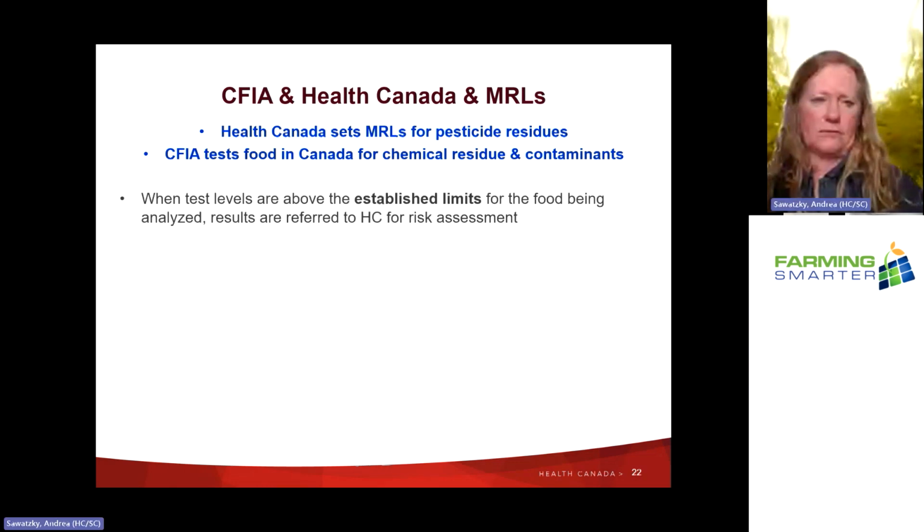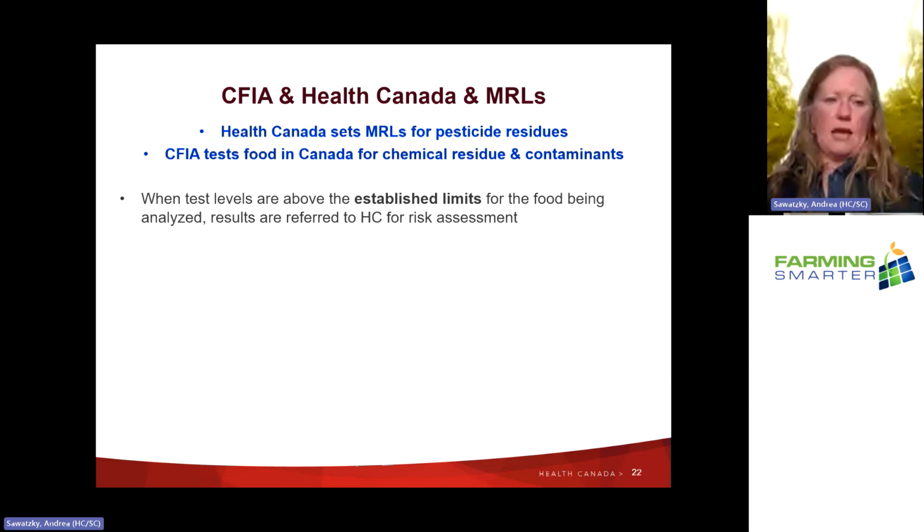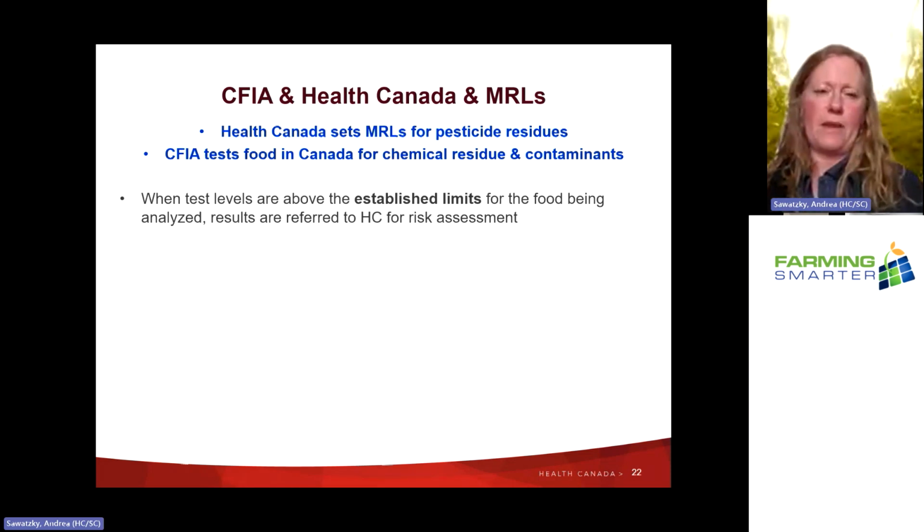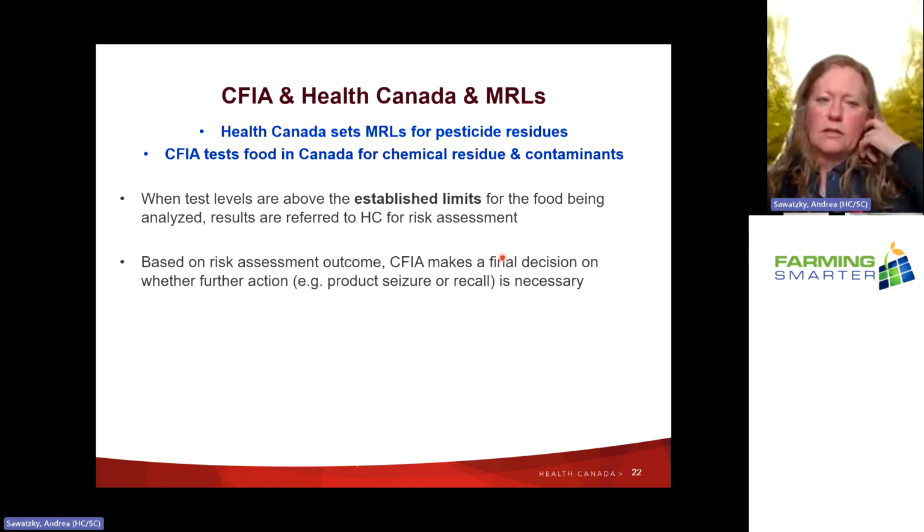So when they're testing them, say they're in your field and they're testing your crop, and they say, okay, well, the tests come back above the established MRL. They say, okay, well, these limits came back higher than they're supposed to be. So then they will talk to Health Canada saying, hey, these results are higher. What's our next step, basically? So then Health Canada will look at the risk assessment outcome from that pesticide and the crop, and they'll discuss with the CFIA. So the CFIA can make a final decision on whether they need to take further action, like to seize product, recall product, right?